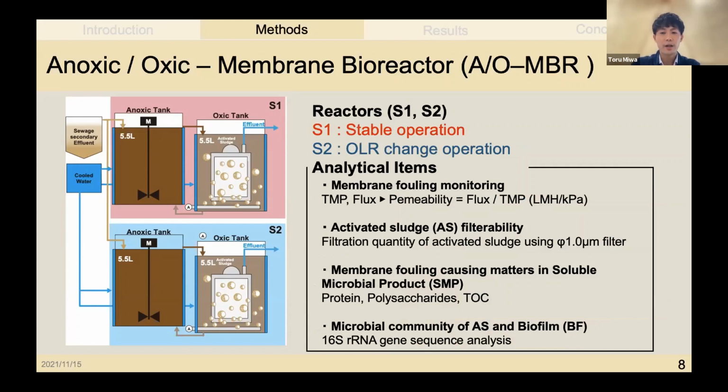The analytical items are shown in this slide. For membrane fouling monitoring, the TMP and flux were measured. And for checking the activated sludge filtrability, the filtration quantity of activated sludge was measured using a 1.0 micrometer filter. Membrane fouling causing matter such as protein, polysaccharides, and TOC in soluble microbial products, named SMP, were measured. And using 16S rRNA gene sequence analysis, the microbial community of activated sludge and biofilm was also analyzed.